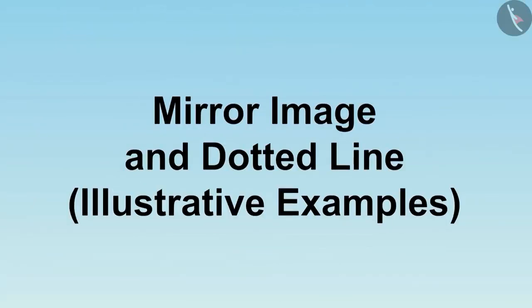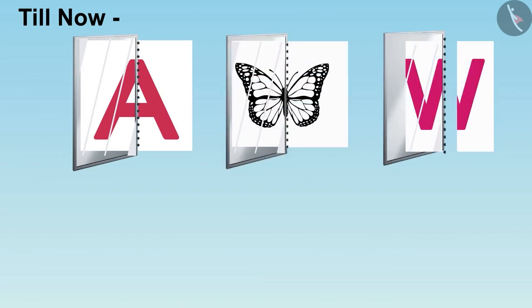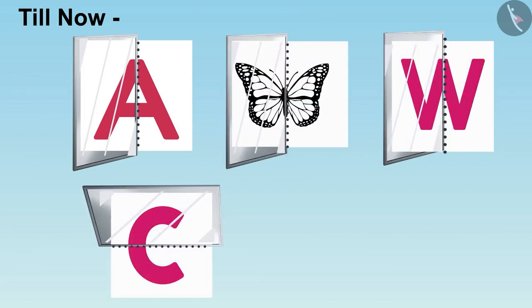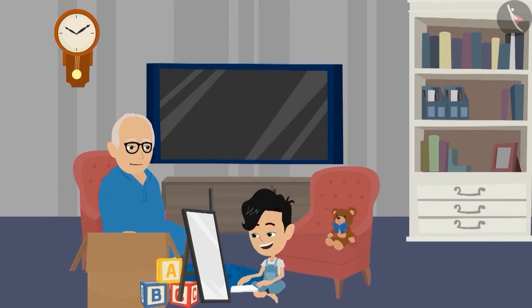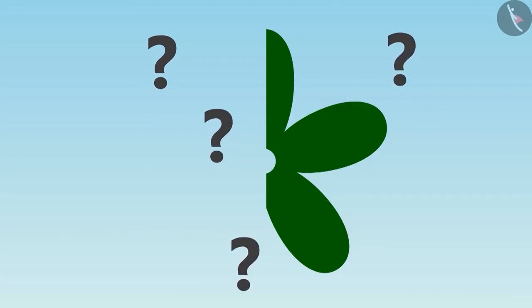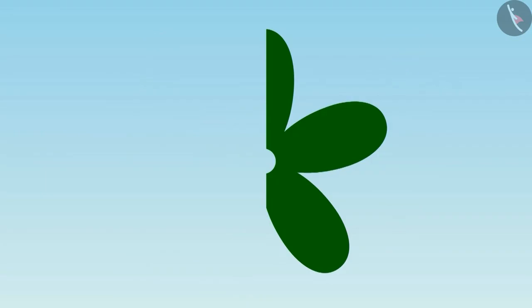Children, welcome to this video. So far, we have seen many pictures on the mirror by placing the mirror on the dotted line. In this video, we will see some more examples. Hey Pinku, you seem to be enjoying with the mirror. Come, look at this picture carefully and tell where the mirror should be placed on it, so that this flower can be seen completely on the mirror.